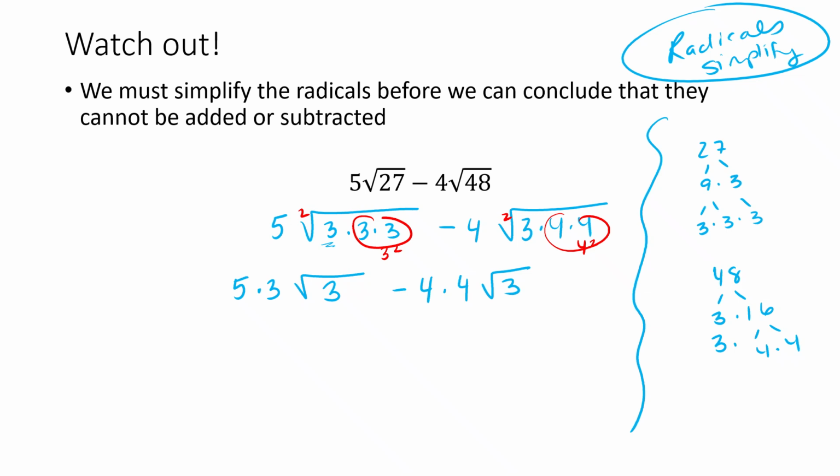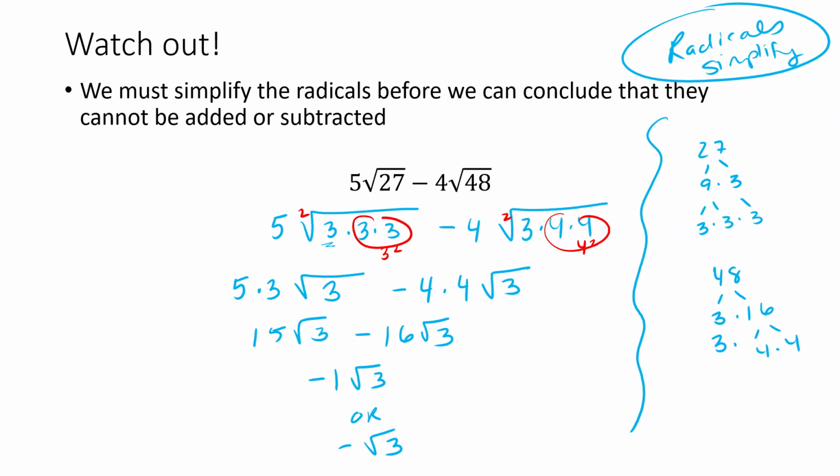And 5 times 3 is 15. And 4 times 4 is 16. So I have 15 root 3 minus 16 root 3, which is -1 root 3, or simply negative root 3. So you do have to simplify them before you can just write it off and say, nope, cannot be simplified.